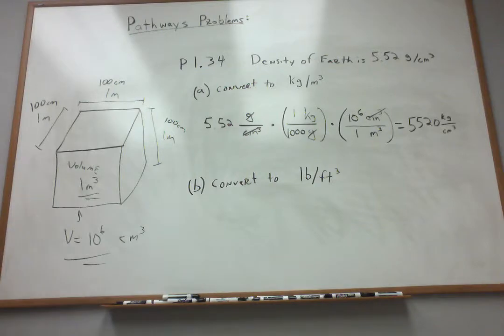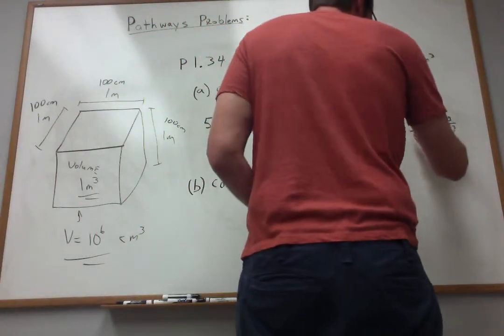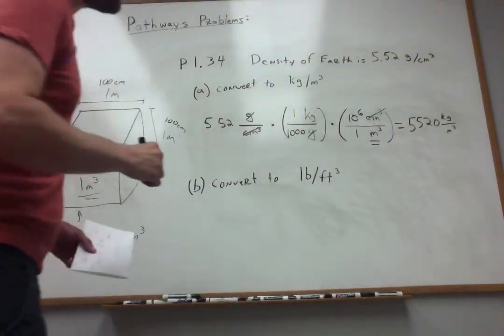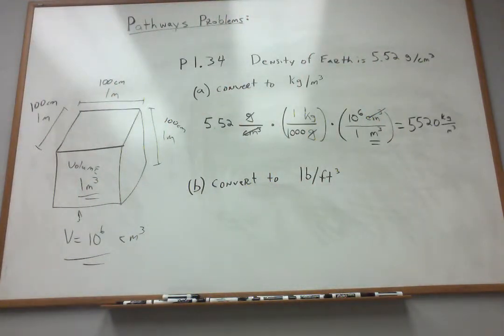Oh no, cubic meter. I'm sorry, that didn't make sense to me when I said it. I had it written wrong on my piece of paper. Okay, 5,520 kilogram per cubic meter. Now that makes a lot more sense. I was very confused by that. Okay, all right. So anyway, that's part A.